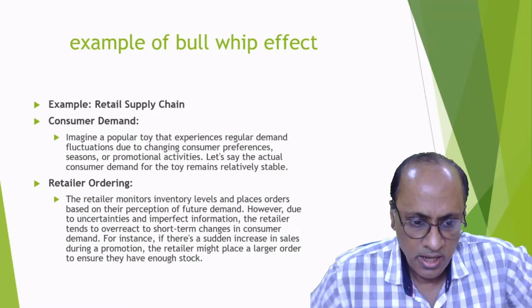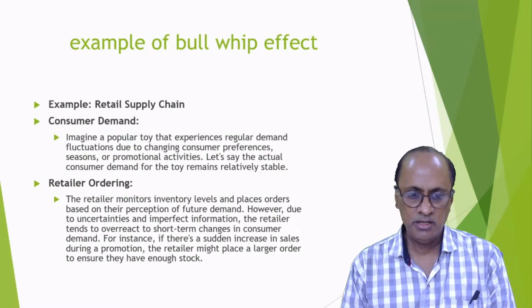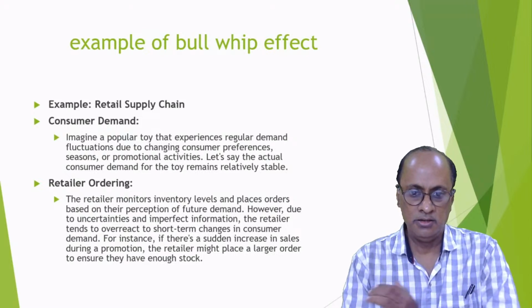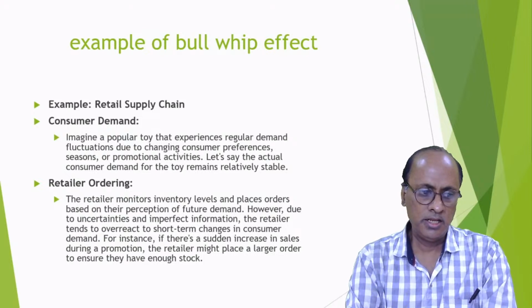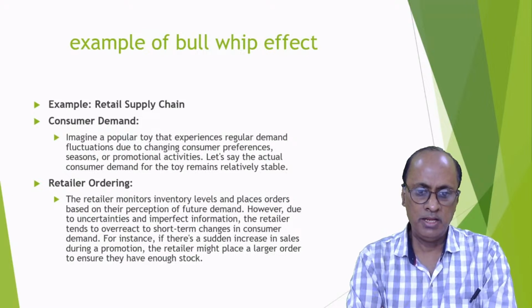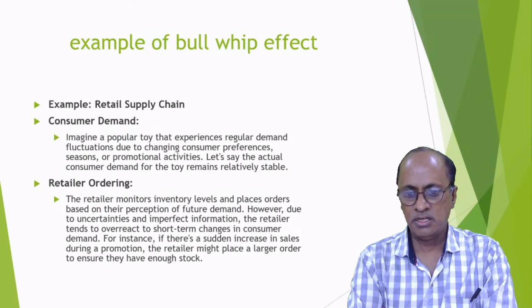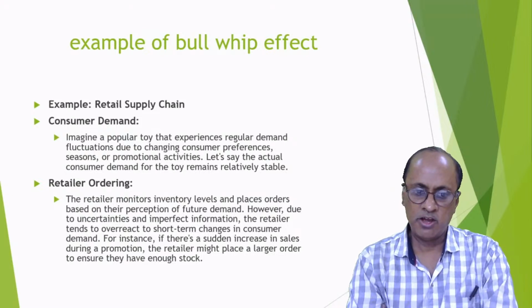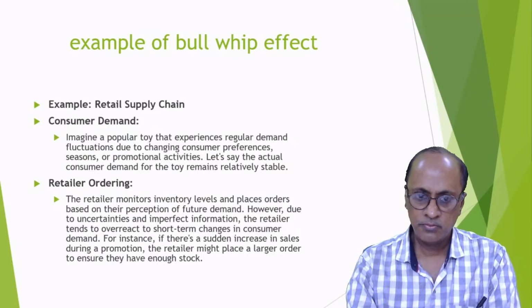Suppose there is a good advertisement for the product and the customers are attracted by this advertisement and place high orders, and the sales of the retailers increase suddenly. There is a sudden increase in sales because of a promotion. So the retailer, seeing the increase in sales, places a larger order to ensure he has enough stock. Suppose the sales increase by 10%, he orders stock for say 15%, 5% more, so that he can maintain enough stock in his inventory.